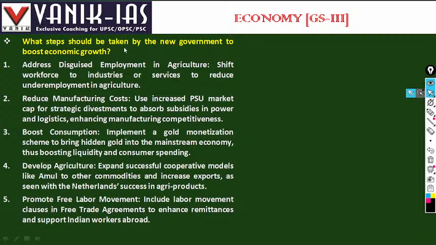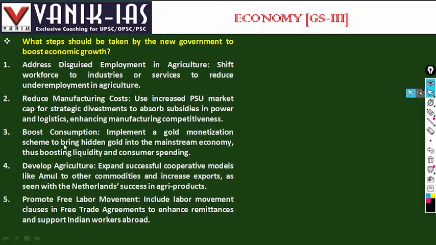What steps should be taken by the new government to boost economic growth? Address disguised unemployment in agriculture, shift workforce to industry or service to reduce underemployment in agriculture, reduce manufacturing cost, use increased PSU market caps for strategic disinvestment to absorb subsidy in power and logistics, enhancing manufacturing competitiveness. Boost consumption: implement a gold monetization scheme to bring hidden gold into the mainstream economy, thus boosting liquidity and consumer spending.